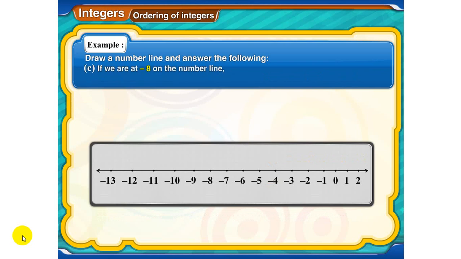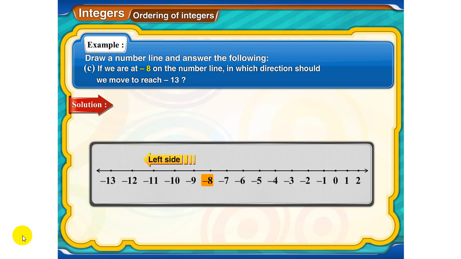C. If we are at -8 on the number line, in which direction should we move to reach -13? Solution. From -8, if we want to reach -13, we move 5 numbers to the left side of -8, that is, -9, -10, -11, -12, and -13. Thus, we will move 5 numbers on the left side of -8 to reach -13.